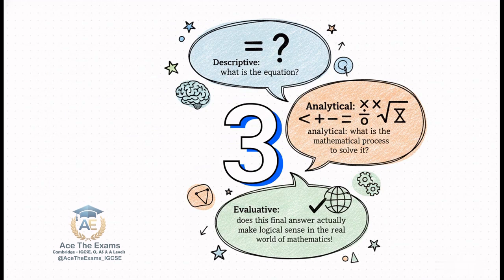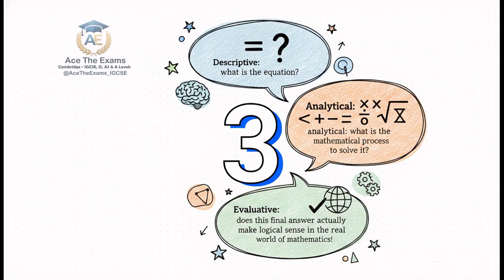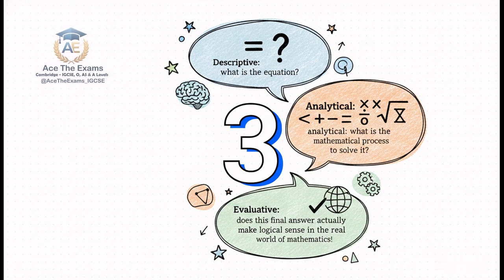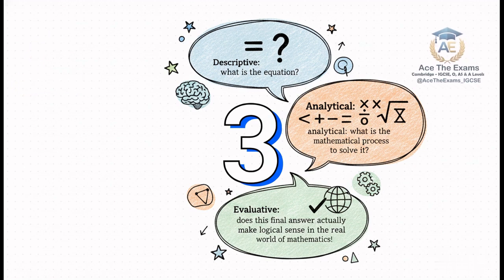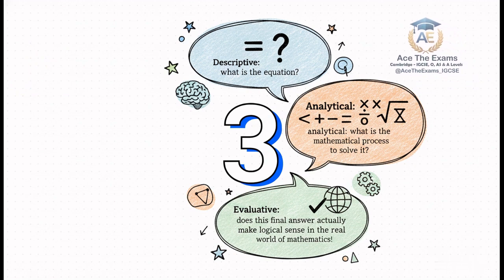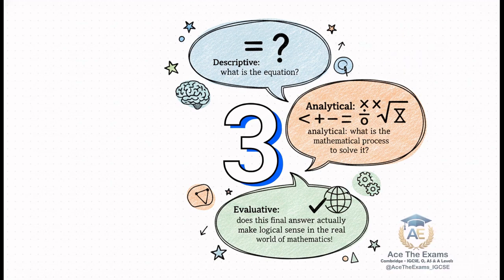Let's focus on the number 3 for a second. Why 3? Because higher-order questions in additional mathematics demand a 3-level framework of analysis from you. The examiner isn't just looking for calculations. They are looking for a descriptive level, an analytical level, and an evaluative level. Descriptive, what is the equation? Analytical, what's the mathematical process to solve it? Evaluative, does this final answer actually make logical sense in the real world of mathematics? To get the top grade, your brain needs to be firing on all 3 of these levels simultaneously.